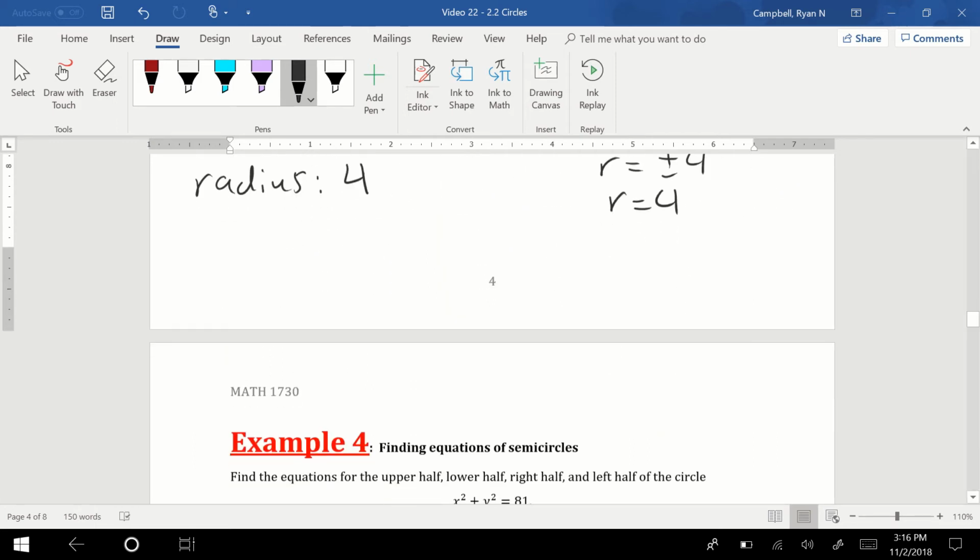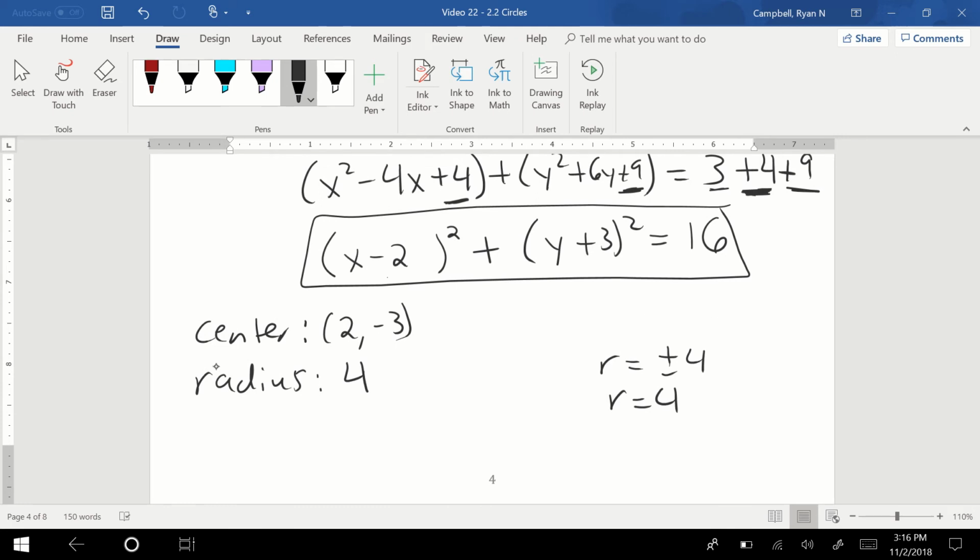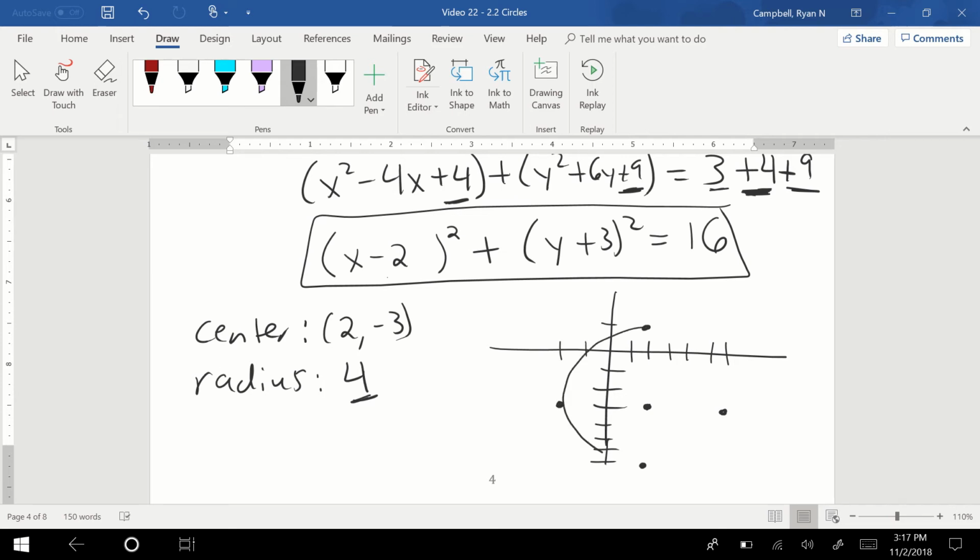So, to do a quick sketch, let's erase this part. So 1, 2, 1, 2, 3. We got our center, and then remember, how are we going to graph the rest? We go up, down, left, and right our radius. So we go up our radius 1, 2, 3, 4, down our radius, 1, 2, 3, 4. To the right, 1, 2, 3, 4. And to the left, 1, 2, 3, 4. So a little nicer circle than I had last time.